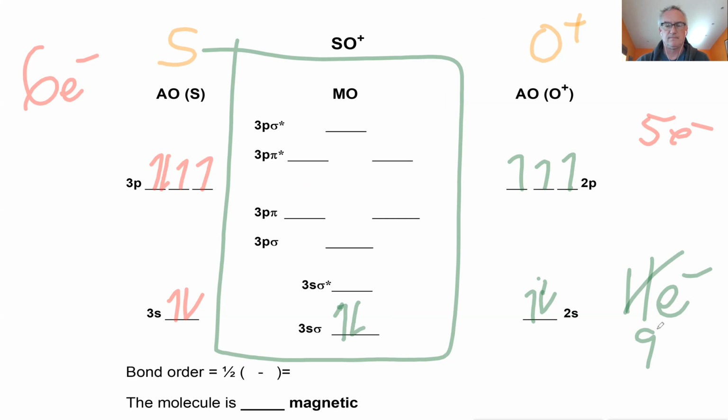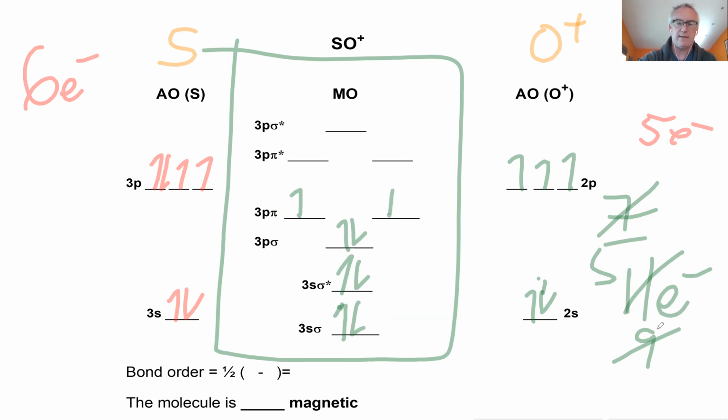And then you put 2 more in 3s sigma star. 1, 2. Now I got 7. 2 more in 3p sigma. 1, 2. Now I got 5. And then for the 3p pi, you're going to start one at a time. 1 electron, and then the other one in the right orbital. Both pointing up, right? And then go back to the left orbital, point down, and then go to the right and point down.